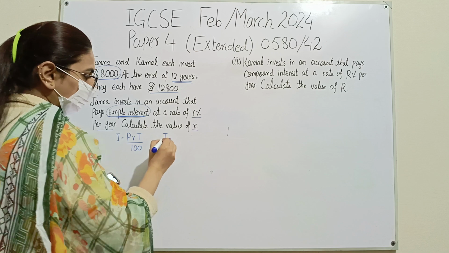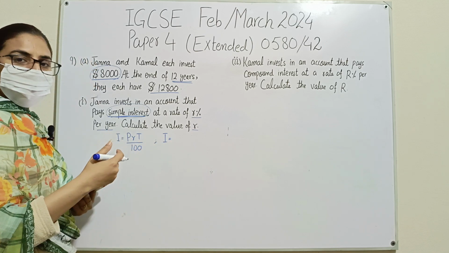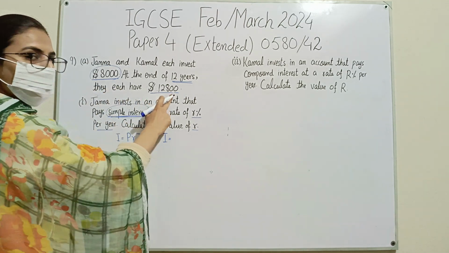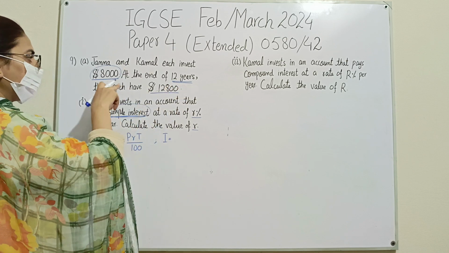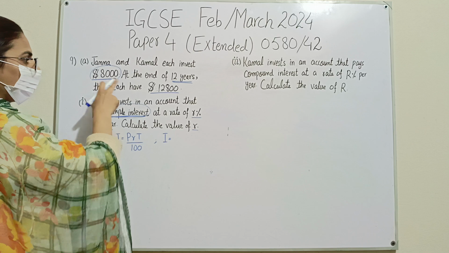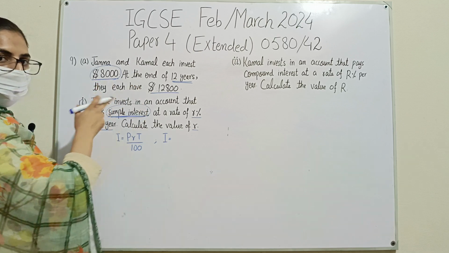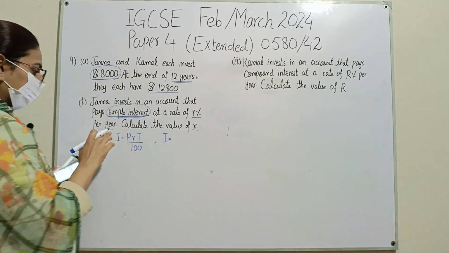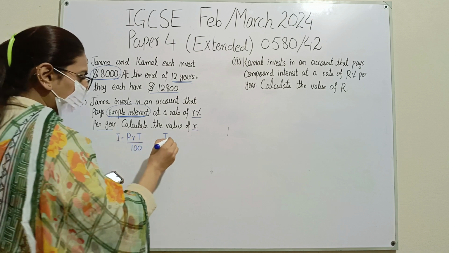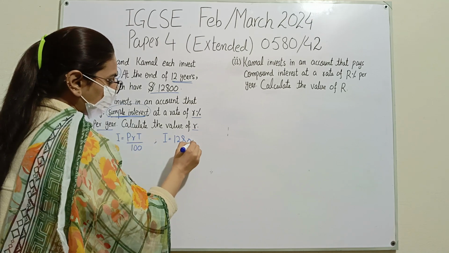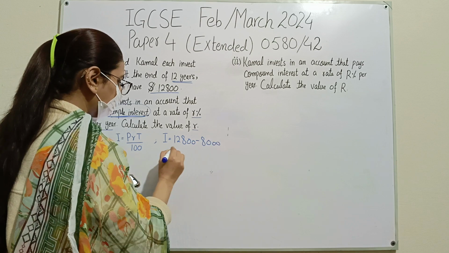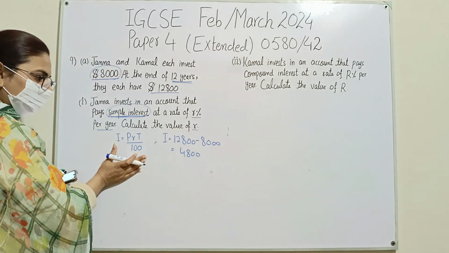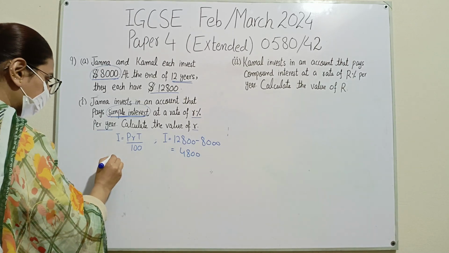Interest is anything that is given on account of your collective amount. It means that if they are getting 12800 after 12 years, before that they invested 8,000. So the difference of these two values will be the interest taken by each member, that is Jana and Kamal. So first calculate the value of I, that will equal 12800 minus $8,000. So the value is 4800. Simply remember this formula, put the values and get the answer.